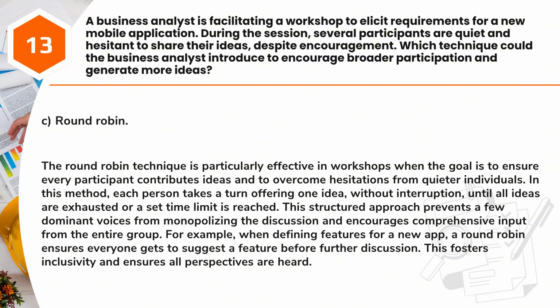Answer: C. Round robin. The round-robin technique is particularly effective in workshops when the goal is to ensure every participant contributes ideas and to overcome hesitations from quieter individuals. In this method, each person takes a turn offering one idea, without interruption, until all ideas are exhausted or a set time limit is reached. This structured approach prevents a few dominant voices from monopolizing the discussion and encourages comprehensive input from the entire group. For example, when defining features for a new app, a round robin ensures everyone gets to suggest a feature before further discussion. This fosters inclusivity and ensures all perspectives are heard.